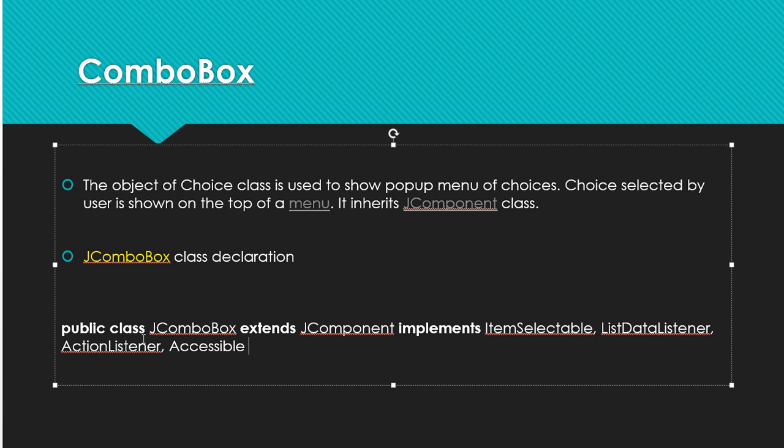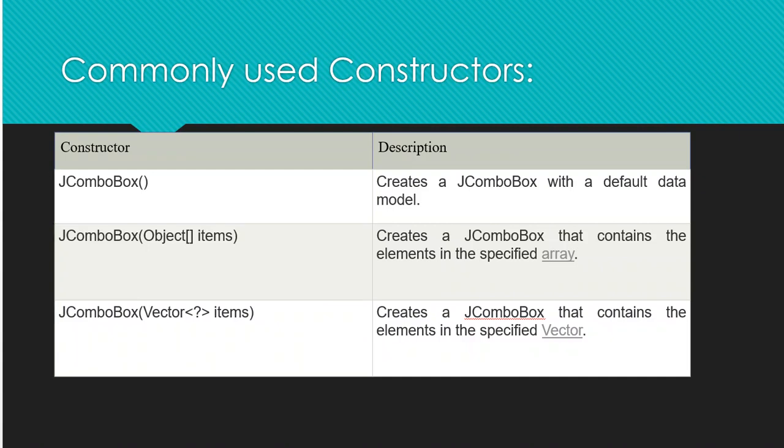These are all interfaces. What it means is that JComboBox can be constructed with inheritance, so it can extend JComponent, and it can implement three interfaces like ItemSelectable, ListDataListener, ActionListener, and Accessible. Hope this is clear to you. Now we can see how constructors can be written for JComboBox. These are the three constructors of JComboBox.